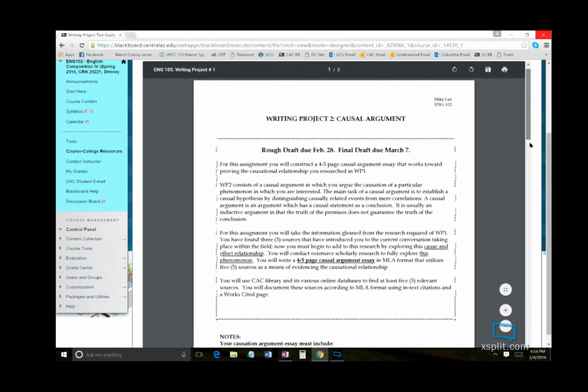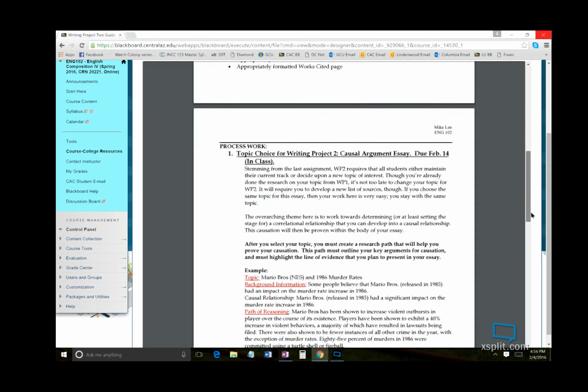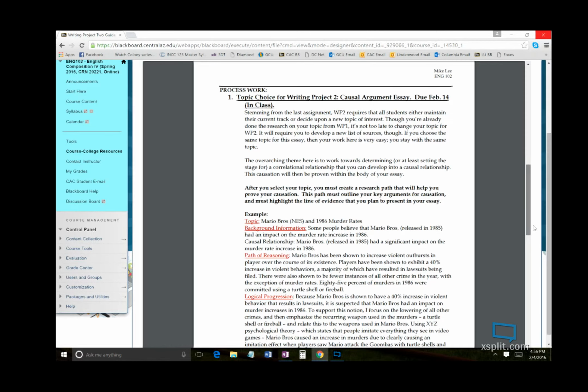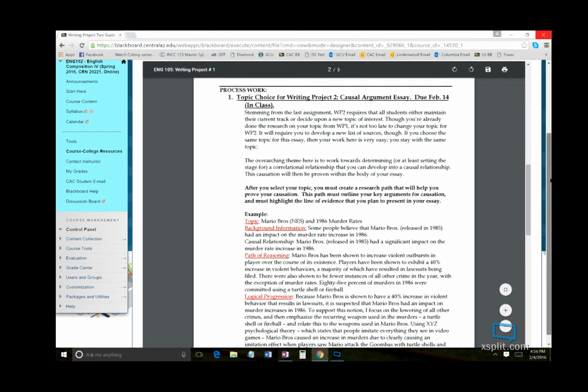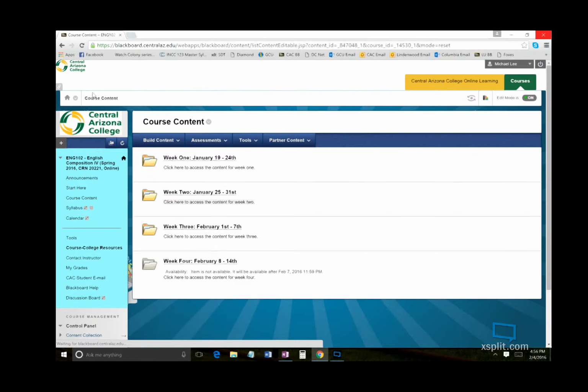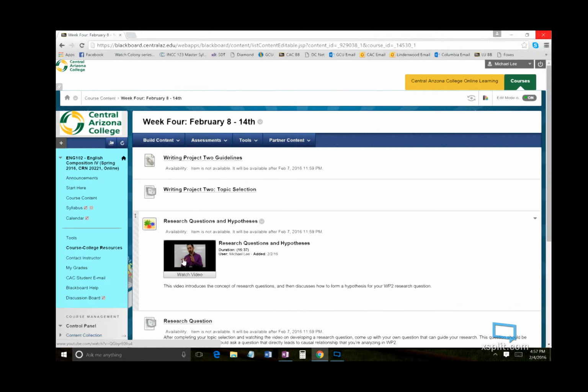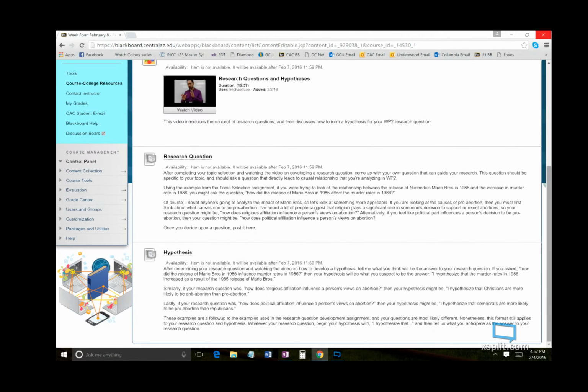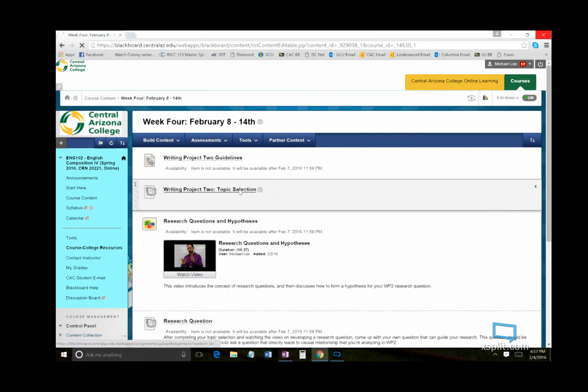A couple of things. One thing that's due this week is the topic choice for Writing Project 2. So now that you have chosen the topic, it's time to go a little bit more specific. And so before I get too in depth in this, let's go back real quick to the course content. Let me show you the actual assignment. It's that assignment there, the topic selection, but let me show you where you'll be able to find the place to turn that in. Okay, so here you'll see the topic selection.